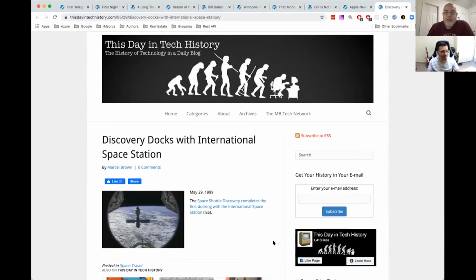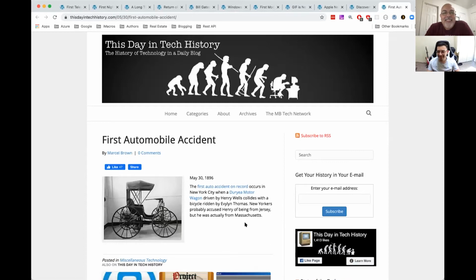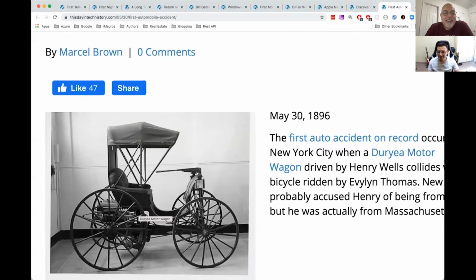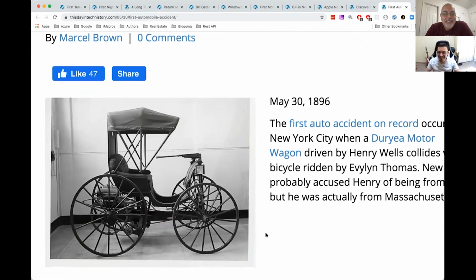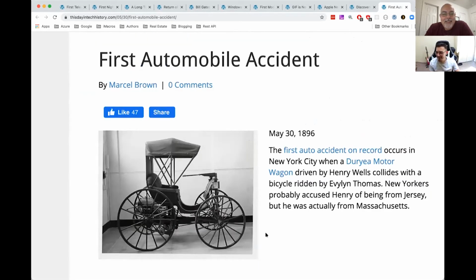Interesting. All right. On May 30th, first automobile accident. What? 1896. Oh man, look at the steering wheel on that thing. Wow. Looks like a reverse shotgun. That's how you steered it, just with a stick. Collides with a bicycle. Oh man. Written by Evelyn Thomas. Accused Henry of being from Jersey, but he was actually from Massachusetts. Wait, he did it on purpose? He's like, "You're from Jersey. I'm gonna run you over." I guess.